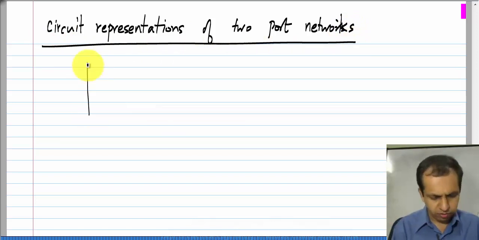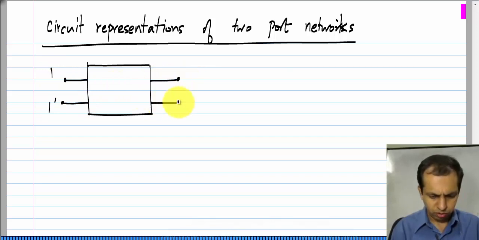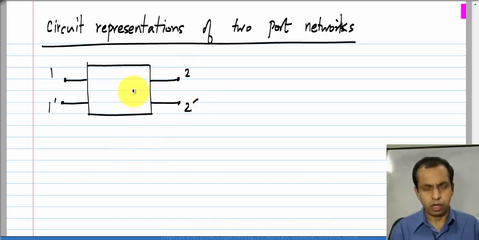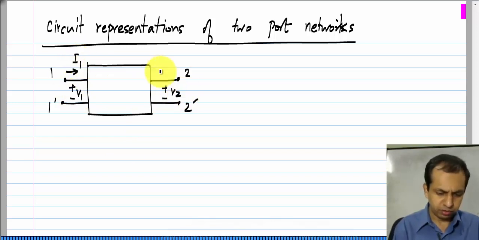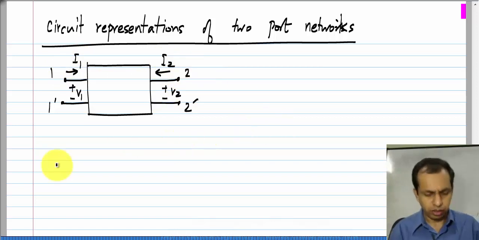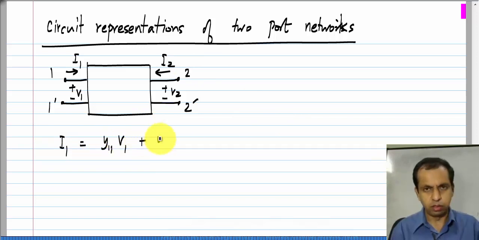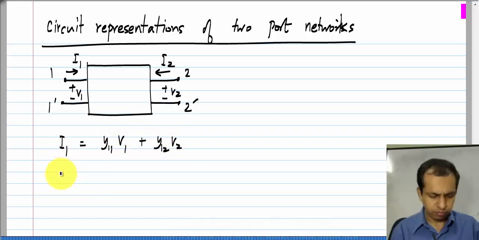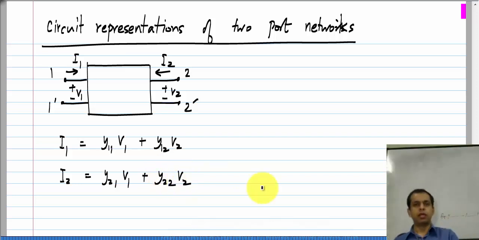So, let us say we have a 2 port and we choose to use y parameters. Okay. That says that I1 is y11 V1 plus y12 V2 and I2 is y21 V1 plus y22 V2. It would be useful to have an equivalent circuit which realizes these equations.